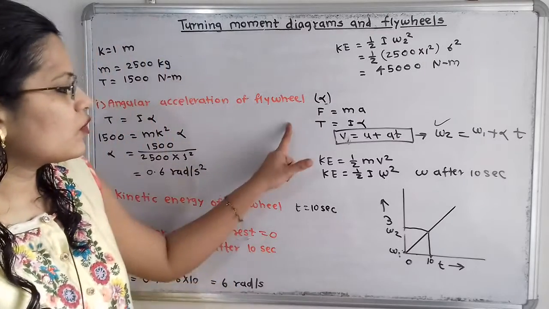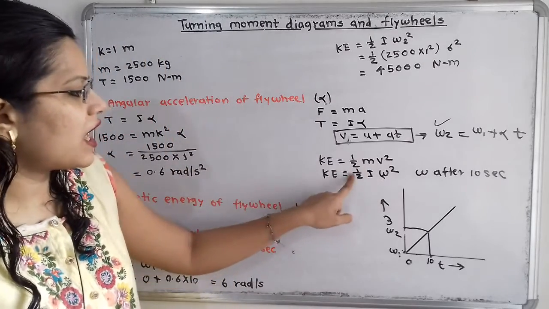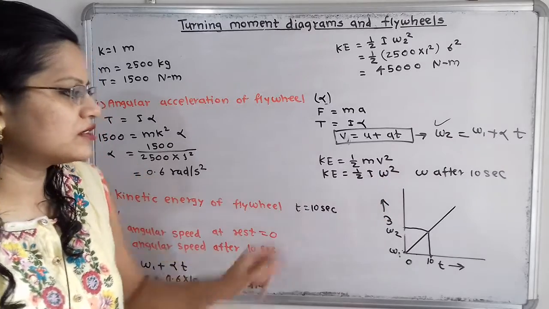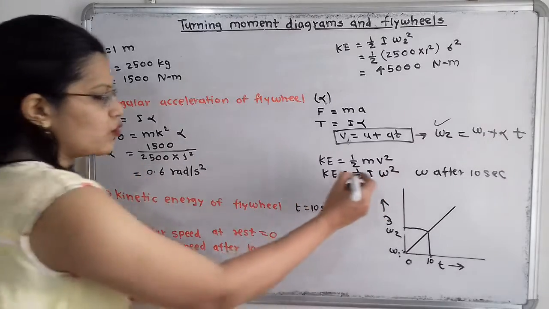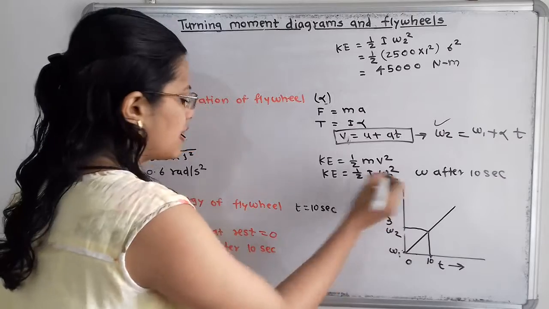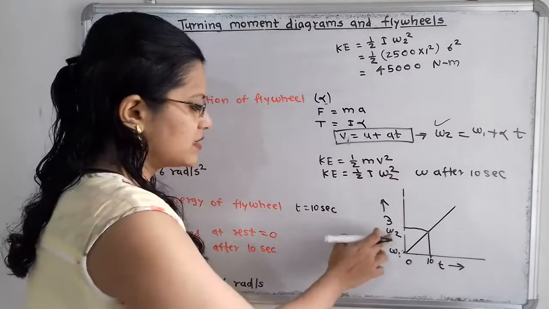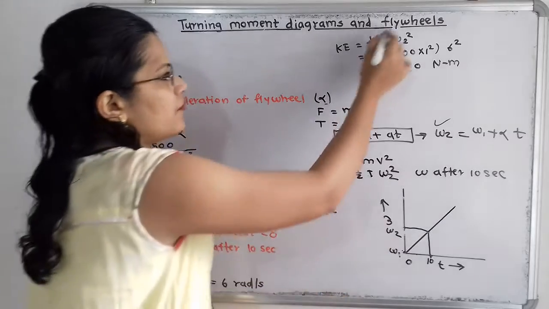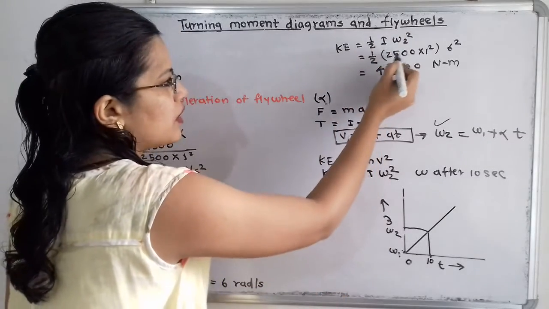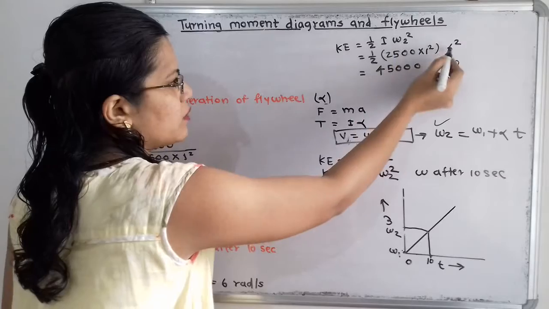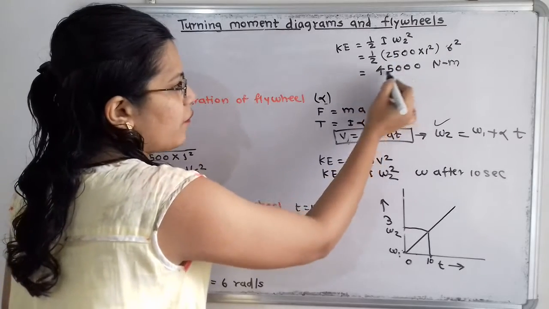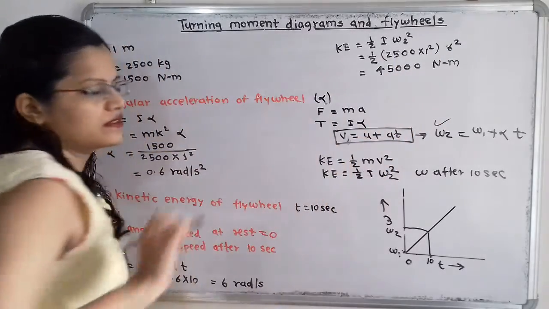Now we know the formula for kinetic energy, half I omega square. Instead of omega we have to use omega 2, because the question asks us to calculate the kinetic energy after 10 seconds, that is at omega 2. When we put in the values, I is 2500 into 1 square, and omega 2 is 6 square. So here 45,000 Newton meter is the answer.